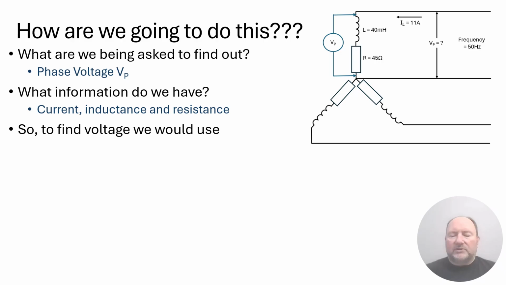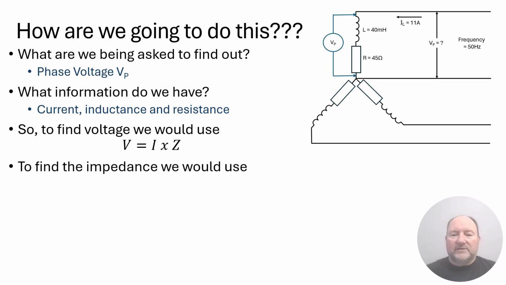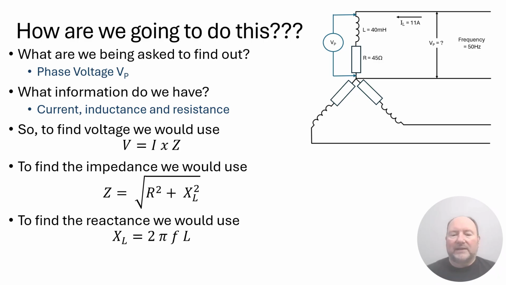To find the voltage, we could use a process similar to Ohm's law. Instead of saying I is V over R, V equals I times R, we say V is I times Z, because it's an AC circuit. So in order to find the impedance, we need to use the formula, which is the square root of R squared plus XL squared. We haven't got XL, but we have got L, so we should be able to find the inductive reactance XL, which is 2 pi FL.